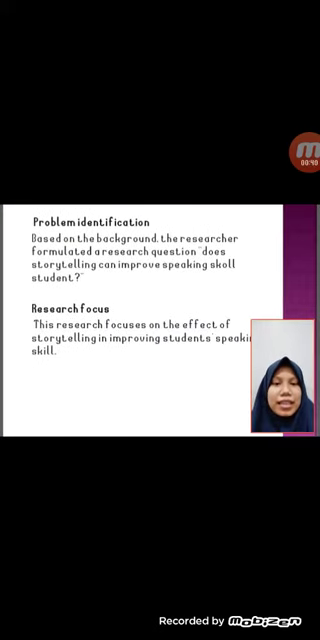And then in problem identification, the researcher formulated a research question: does storytelling improve students' speaking skills? And in the research focus, this research focuses on the effect of storytelling in improving students' speaking skill.